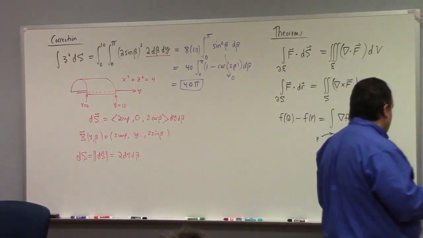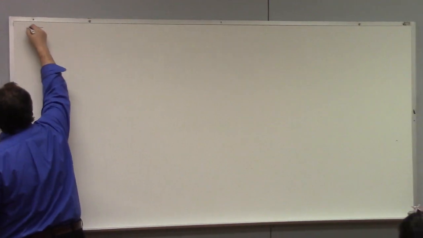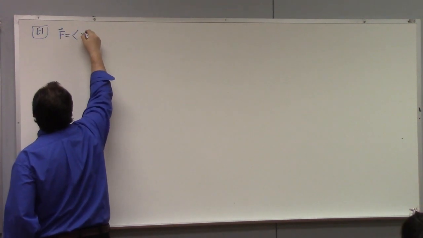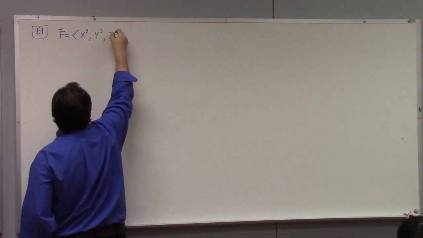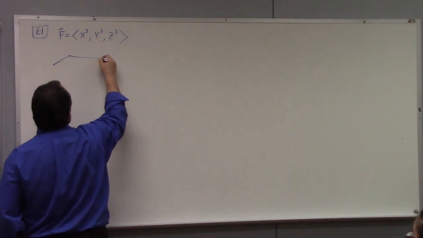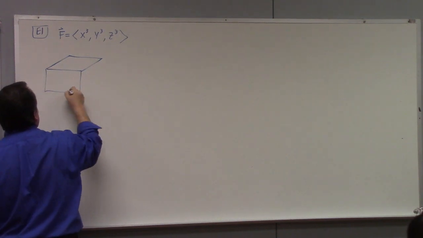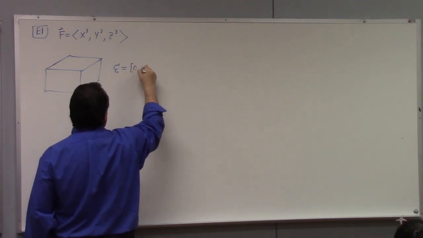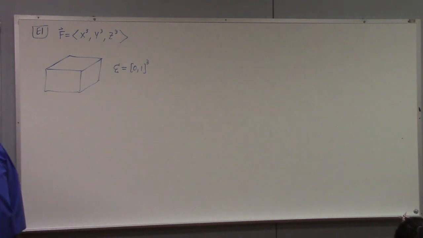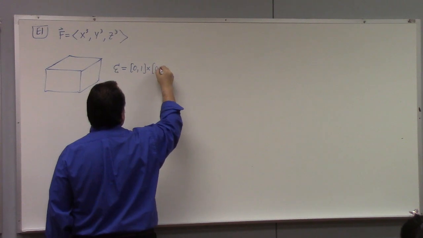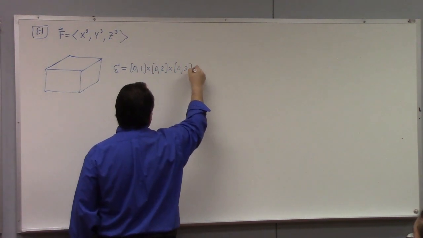So let's look at example 1. Let's suppose we have F equals x cubed, y cubed, z cubed. Let's calculate the flux of this vector field through the boundary of the solid. Let E be the solid that's just [0,1] Cartesian product with itself 3 times. Or maybe, forget that, let's do something a little more exciting. Let us do [0,1] Cartesian product [0,2] Cartesian product [0,3]. That way you can better appreciate this notation.